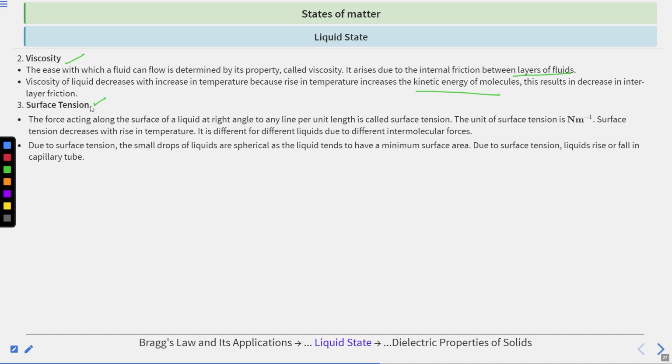Surface tension. The force acting along the surface of a liquid at right angle to any line per unit length is surface tension. Unit is newton meter inverse. Surface tension decreases with the rise in temperature, and it is different for different liquids. Due to surface tension, small drops of liquids are spherical in shape, as a liquid tends to have minimum surface area. And due to surface tension, liquid rises or falls in a capillary tube.